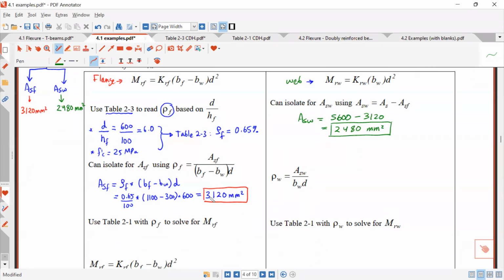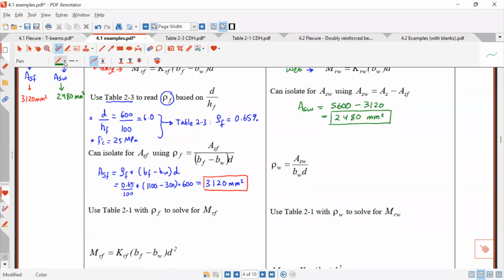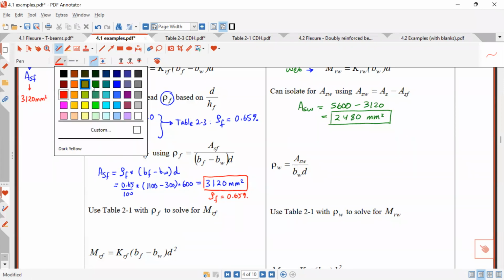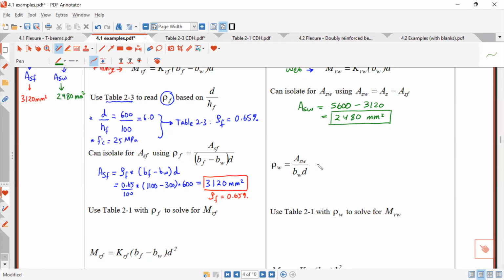So we're going to determine the KR for this 3,120 millimeters squared, and we're going to determine the KR for this 2,480 millimeters squared. Okay, so this one here, we know the rho that's associated with this. It's 0.65%, right? That's what we use to get ASF. And for this one, for the rho W, is just ASW over BWD. So that's 2,480 divided by 300 times 600. So this gives me 1.38%. That's rho W.